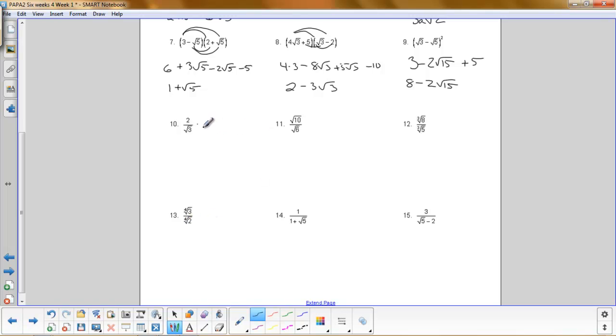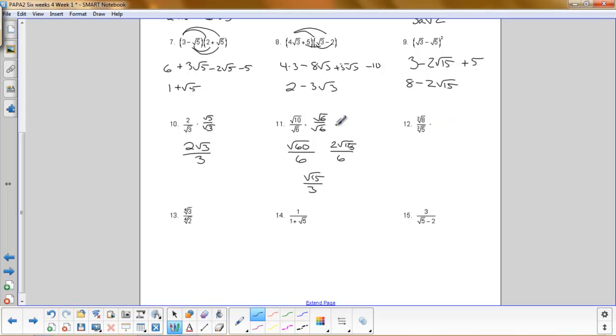So we're going to multiply this by the square root of 3 over the square root of 3, just like we're familiar with. That gives you 2 square roots of 3 over 3. Again, root 6 over root 6, and that's going to give you root 60 divided by 6. And then we'll simplify that down into 2 square roots of 15 over 6, which is square root of 15 over 3.